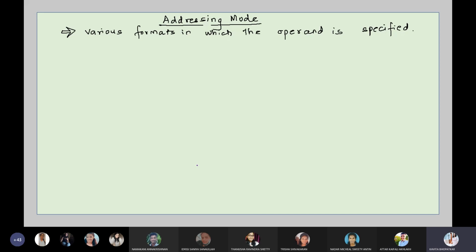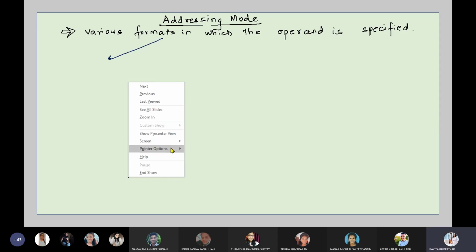So moving ahead, the various ways in which we can address the operand, the formats in which we can specify the operand, that is, by looking at the operand you will understand which type of addressing mode it is. That is nothing but an addressing mode. So let's now start and understand these different types of addressing mode. First is direct addressing mode.